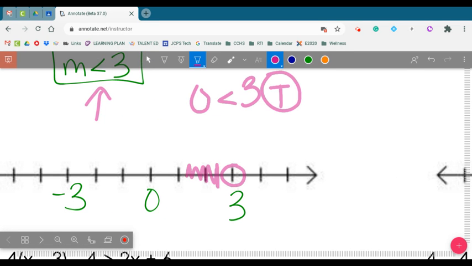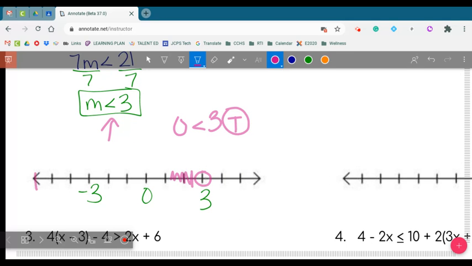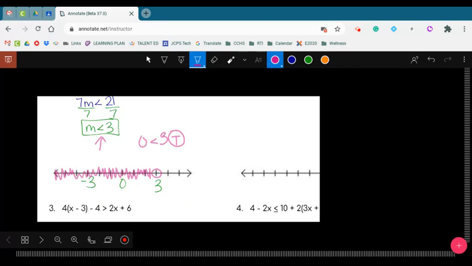So I'm going to shade in the direction. And remember, you have to shade everywhere. You're not just shading towards 0, you're shading the rest of that line because any number less than 3 is going to be a solution.